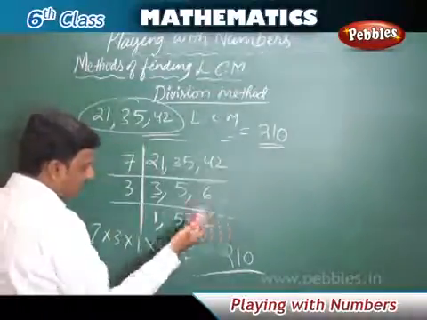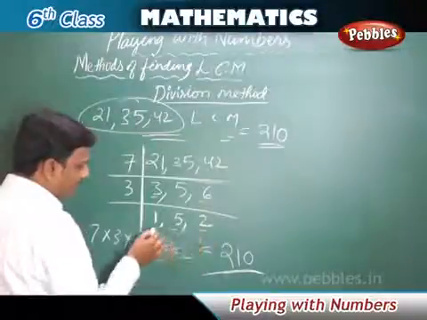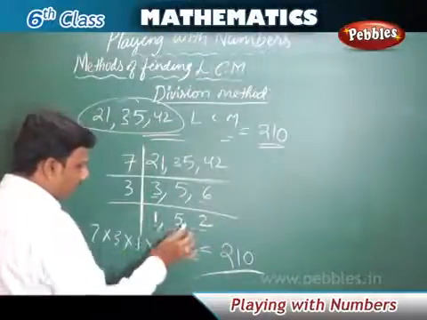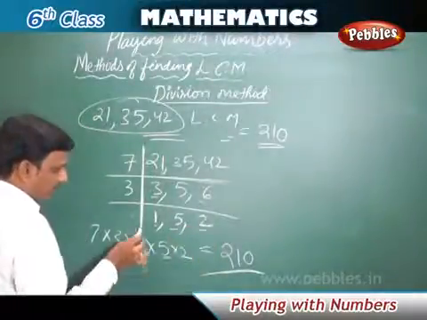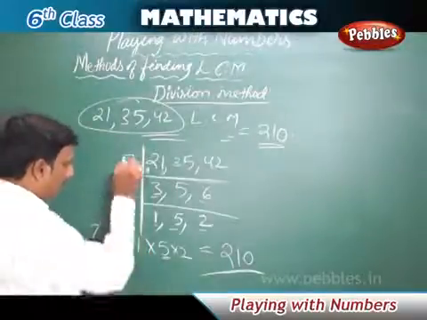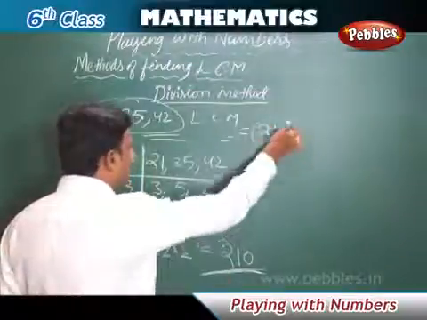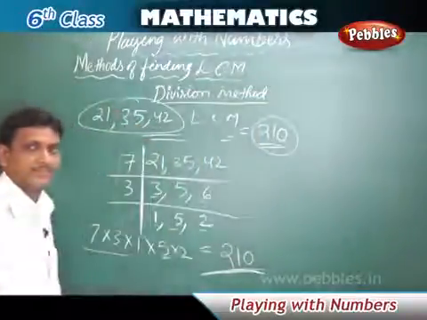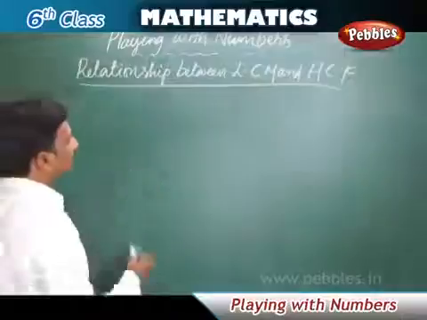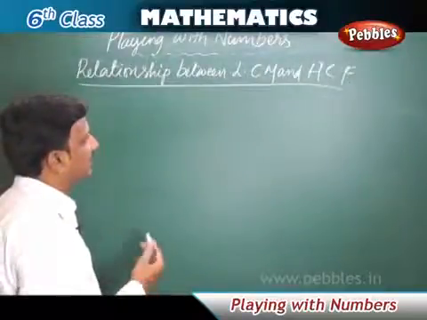So these 3 are prime numbers, these 2 are prime numbers. So here is 1. So there is no possibility of further division. Now we have written the product of all these numbers. It is 210. It is the LCM of these 3 numbers. Now let us find the relationship between LCM and HCF.